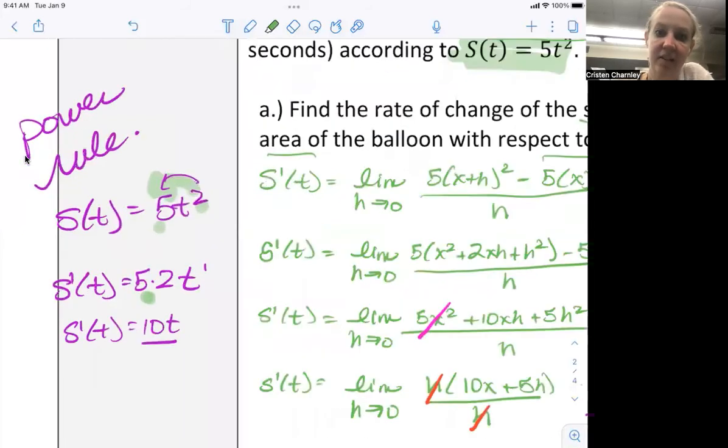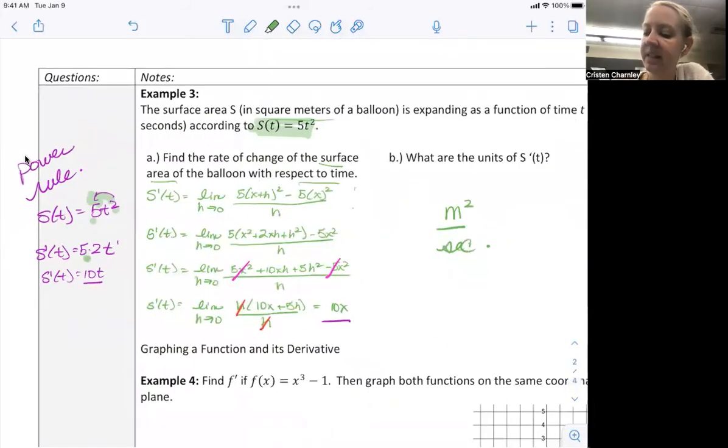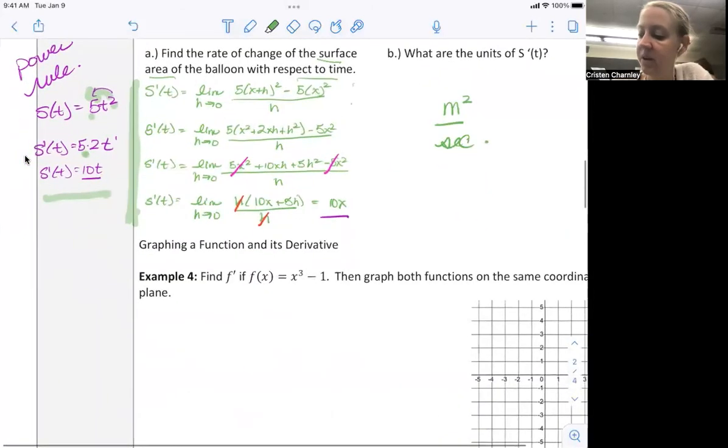Awesome, right? So that replaces this whole process. Do you still have to know this whole process, the limit definition of a derivative? Yes, you do. You especially have to know how to set it up. Then, once we know the power rule, these problems become much, much quicker.